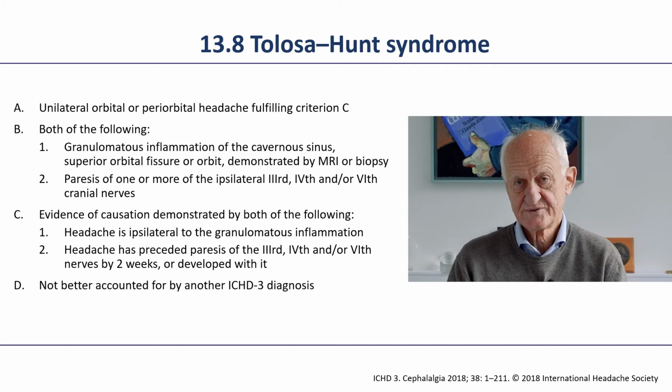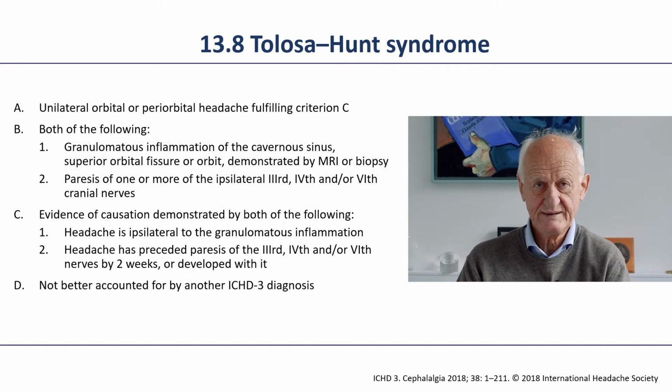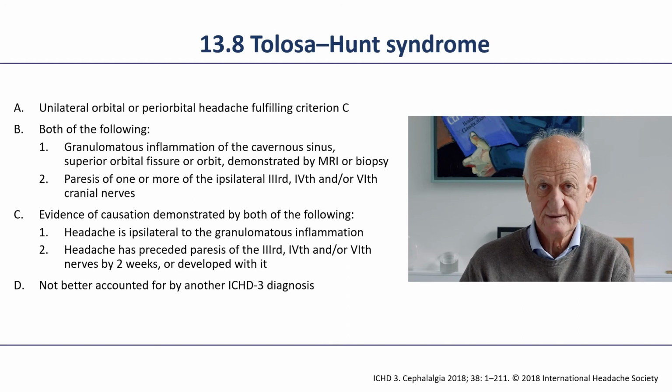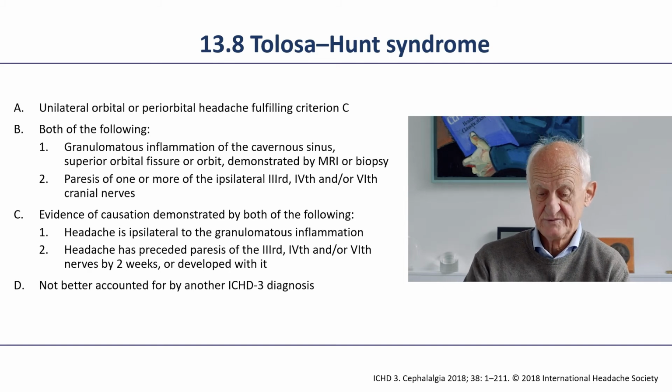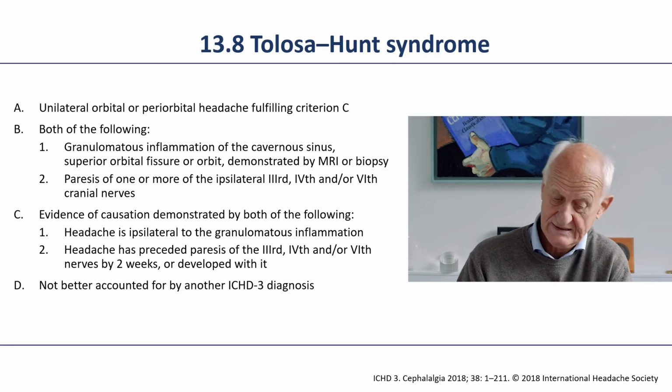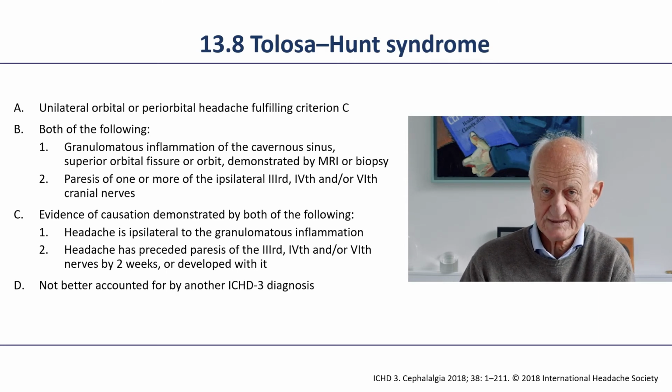The Tolosa-Hunt syndrome is also called painful ophthalmoplegia, and these patients have pain in, behind, or around one eye. They also have to have, according to the criteria, MR demonstration of a granulomatous inflammation of the cavernous sinus, superior orbital fissure or orbit. And what we do with patients who are otherwise typical, but where such changes cannot be shown by MR, is quite uncertain. There is a paresis of one or more of the third, fourth, and sixth cranial nerve.